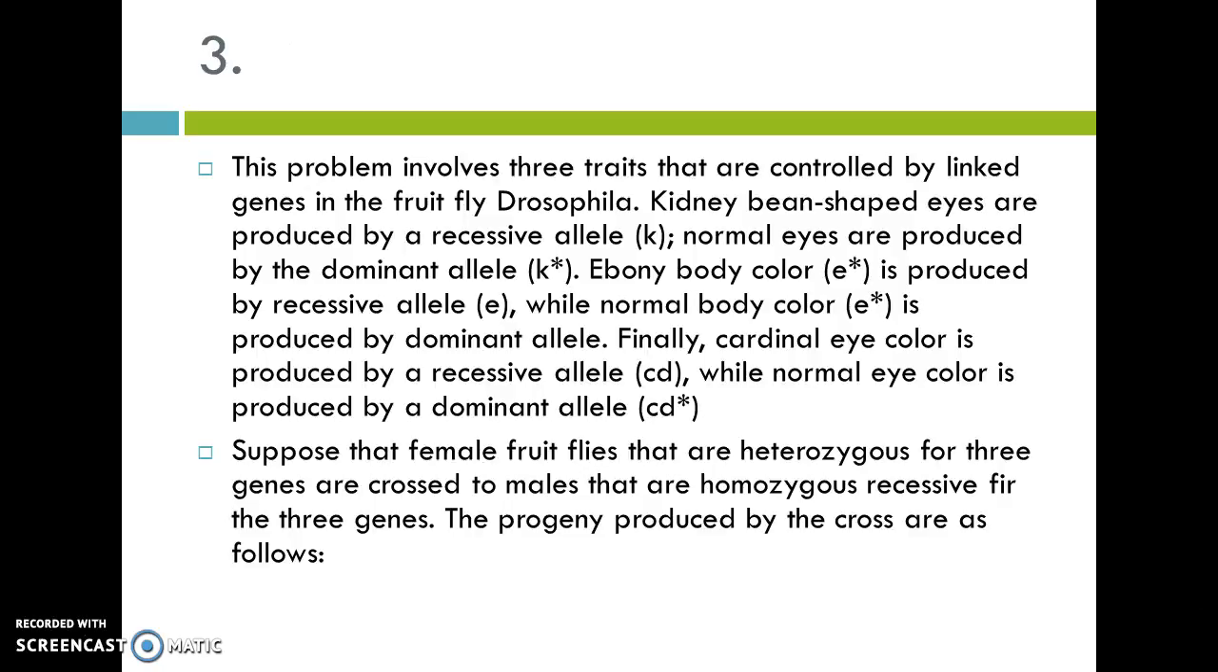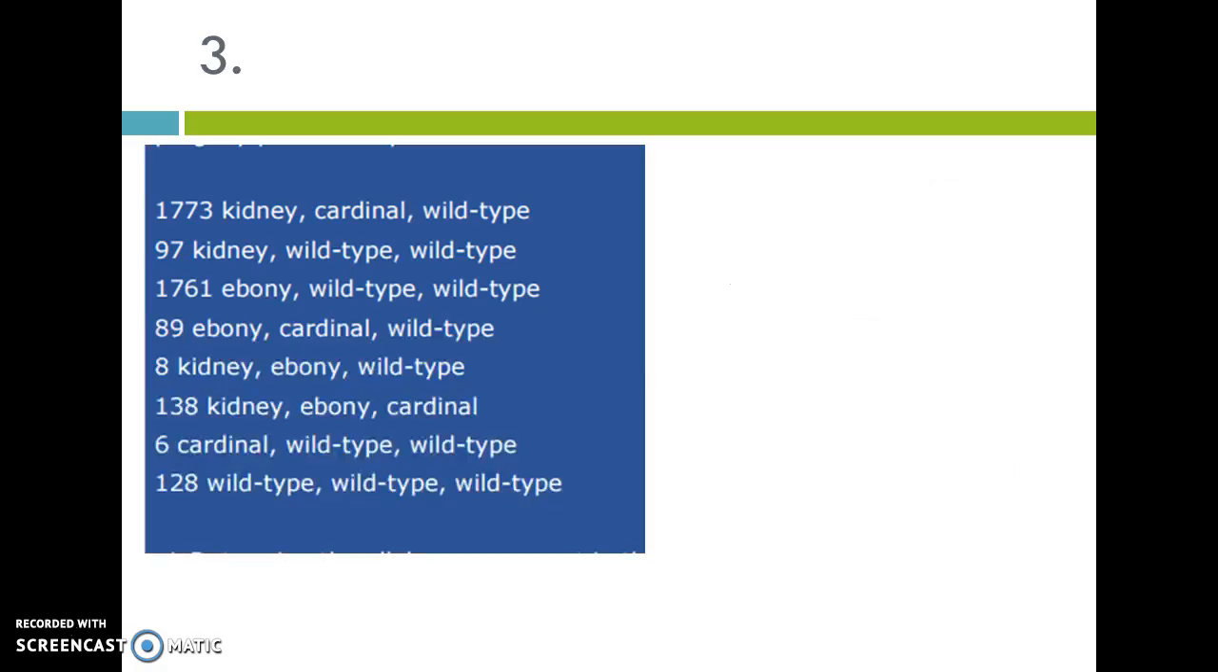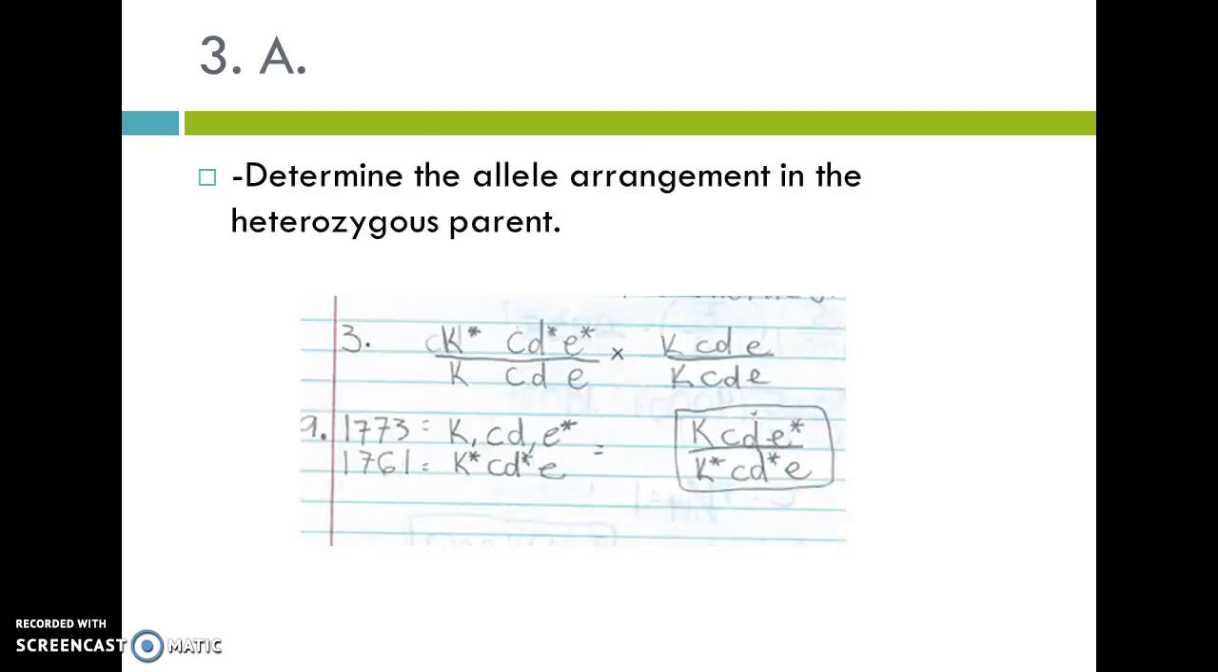So 3. So we have these alleles in fruit fly, and we're looking at 3 of them, the recessive and dominant alleles. And so suppose that a female fruit fly that is heterozygous for 3 genes is crossed to males that are homozygous recessive for the 3 genes. The progeny produced by the cross are as follows. And so we got the observed data.